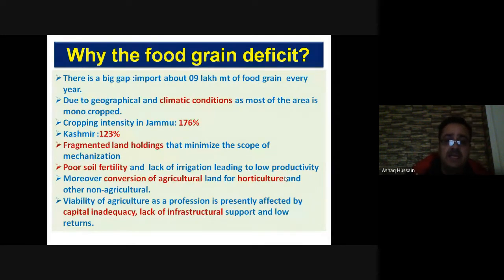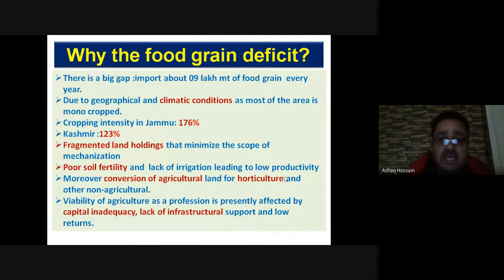Rain-fed soils are generally poor in soil fertility and organic carbon. There is also conversion of agricultural land to horticulture, because the profitability of rice is not to the same extent as the money we get from horticultural crops, particularly apple. So on a large scale, farmers are converting rice land to horticultural land.